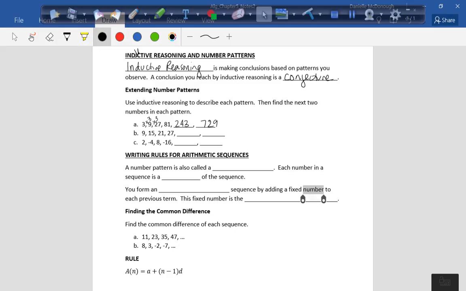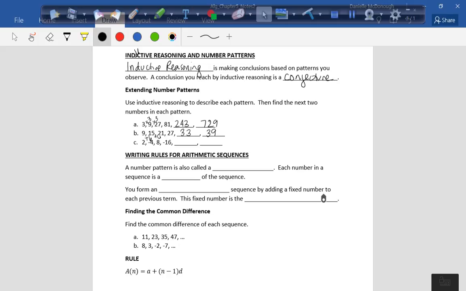If you look at part B, it goes 9, 15, 21, and 27. So let's see. Oh, this one is adding 6 each time. So if I take 27 and add 6, I'm going to get 33. And then if I add 6 more, I'm going to get 39.